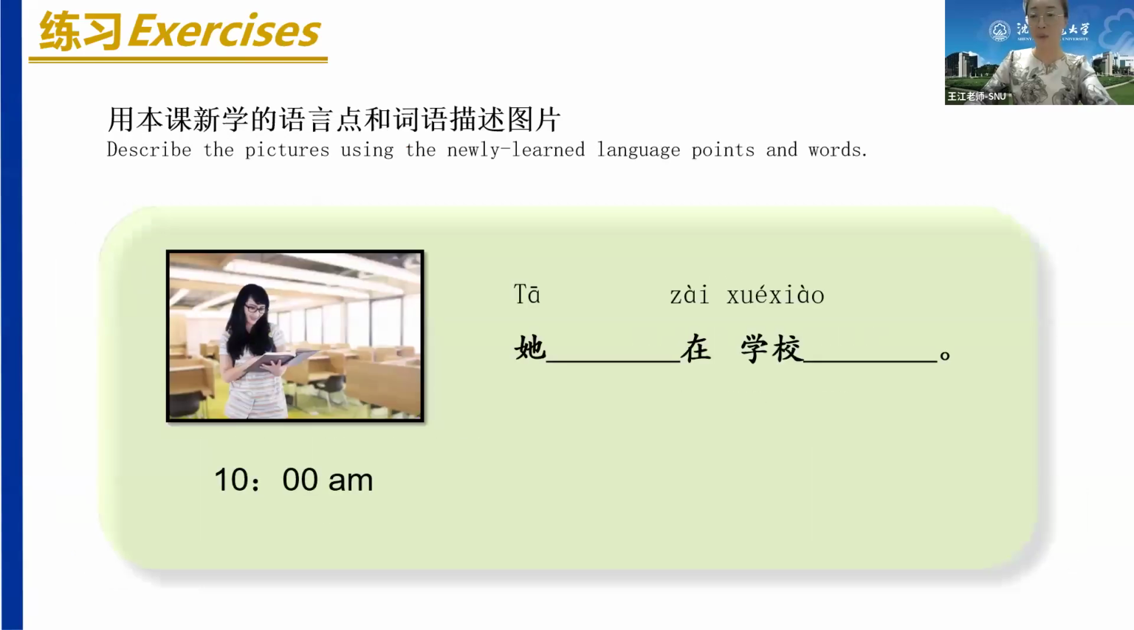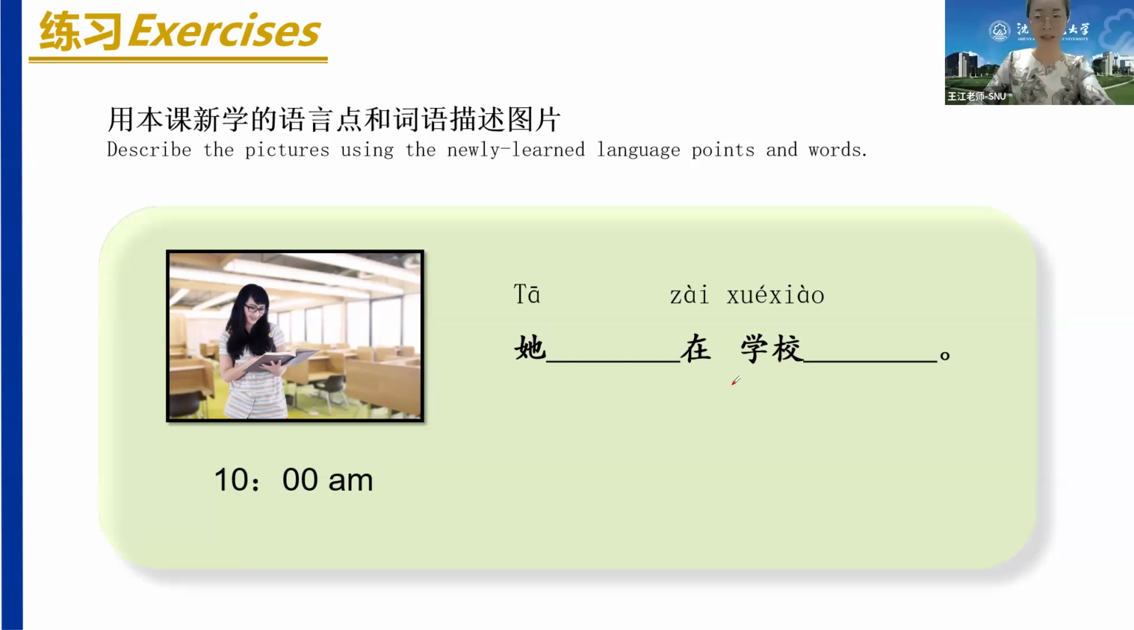After we have finished learning this lesson, you should know how to express the time and introduce what activity you have done in a day. For example, let's look at the picture and fill in the blanks and use the newly learned language points and words. So who can fill in the blanks and complete the sentence?